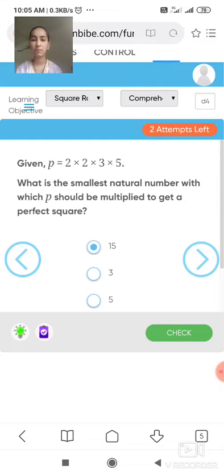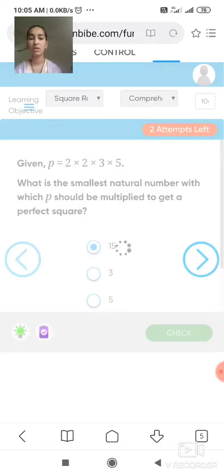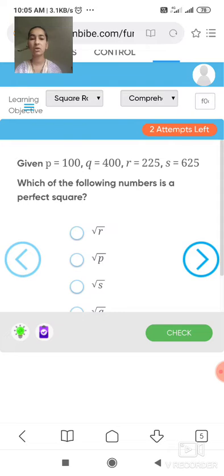Okay students, whatever numbers are unpaired, take those numbers and multiply them with the original number. Here 3 is unpaired, 5 is unpaired, so we have to multiply by 3 and 5. So 3 and 5, 3 fives are 15. If we multiply by 15, then p will be a perfect square. Okay, understand? Then we will get a perfect square.